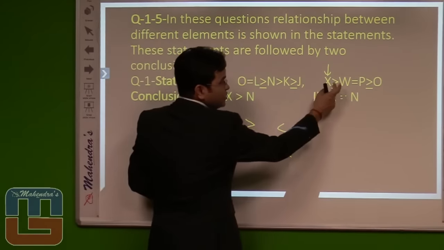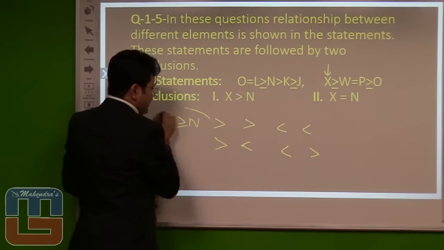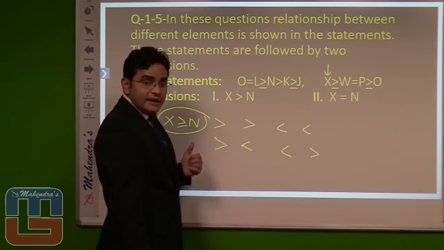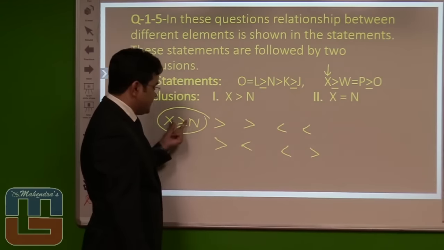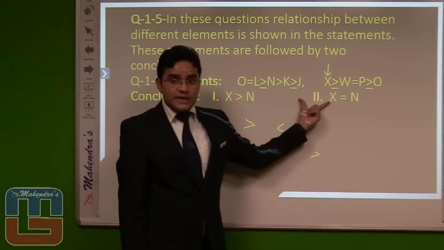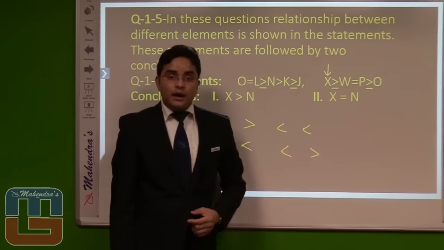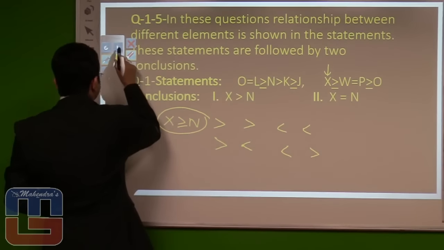And that double is open towards whom? X. It means your conclusion should be X greater equal to N. Okay, so X greater equal to N should be your conclusion, but it is not given as such, it is split in two different parts. First part is having X greater than N, and second part is having X equal to N. It means there will be either or. I think you got this one. So moving towards next question.